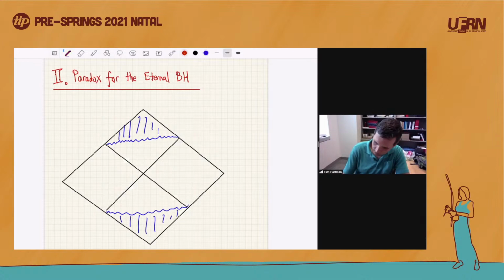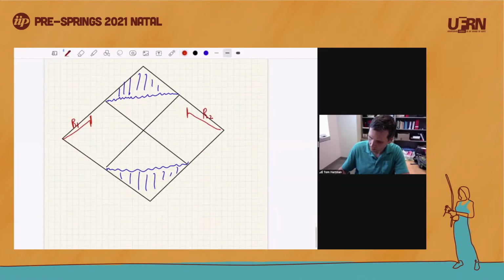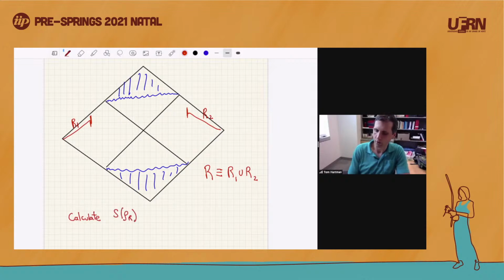Now I'm going to take a region R, which has a piece over here, R1, and a piece over here, R2. And the region R is defined to be the union of R1 and R2. Our goal will now be to calculate the entropy S of rho R.